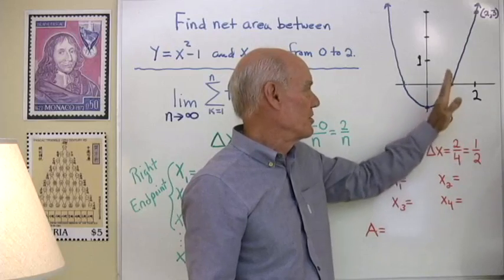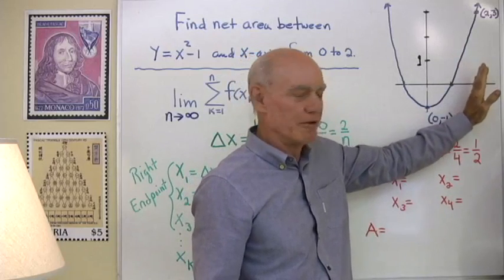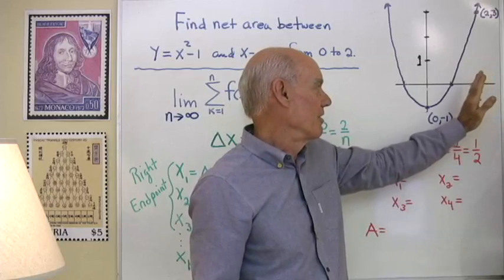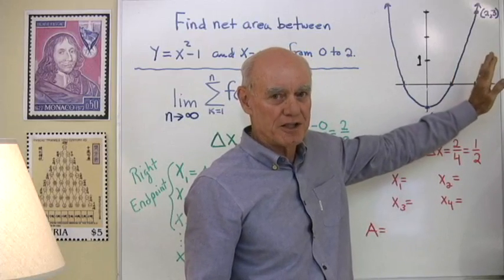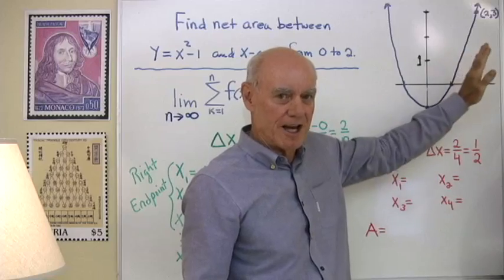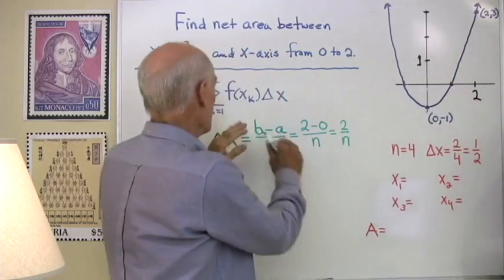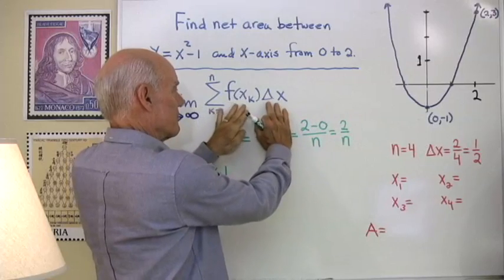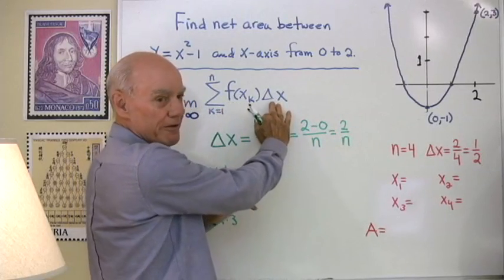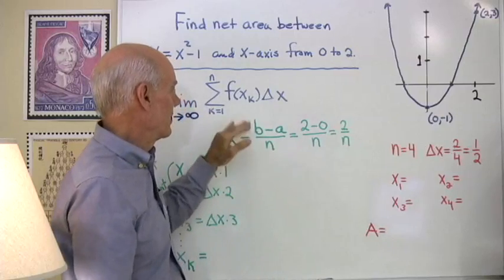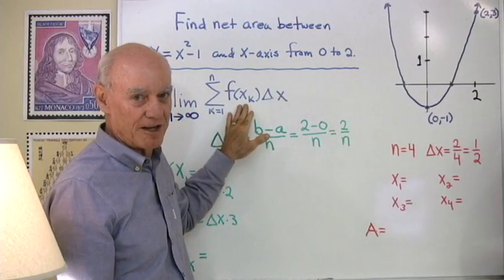What we're going to do is divide this up into a number of little subintervals, and then find little rectangles that approximate the net area between that curve and the x-axis. The formula looks like this, but it's really pretty simple. This is the width of each of those little rectangles, and this is the height of the rectangle.